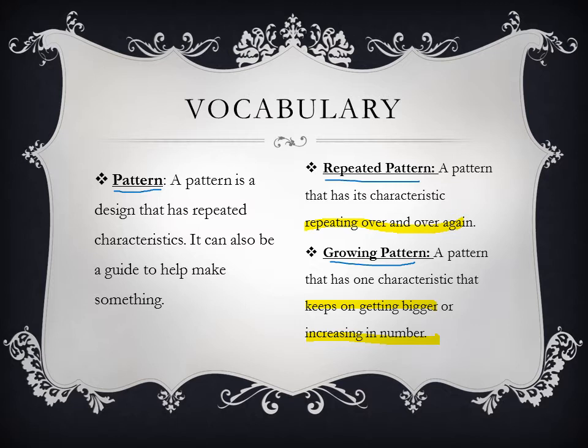There are two types of patterns that we're going to be talking about today. The first one is a repeating pattern. A repeating pattern has a characteristic or thing that keeps repeating over and over and over again. The second type of pattern we're going to talk about is a growing pattern. A growing pattern has one characteristic or thing about it that keeps on getting bigger or that increases in number.